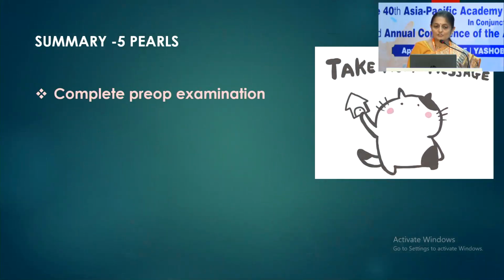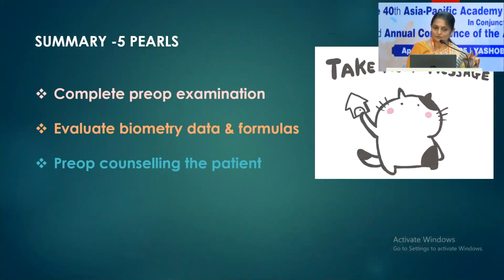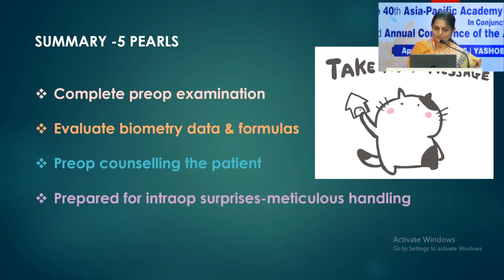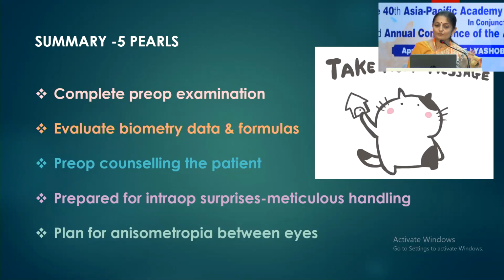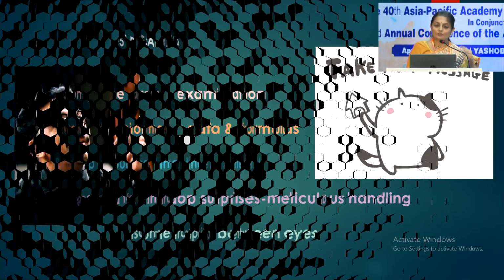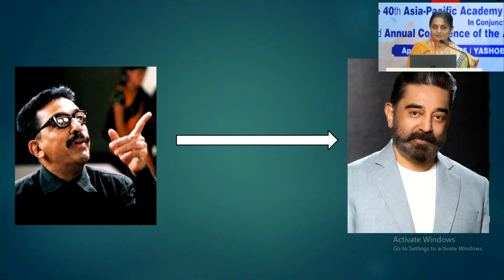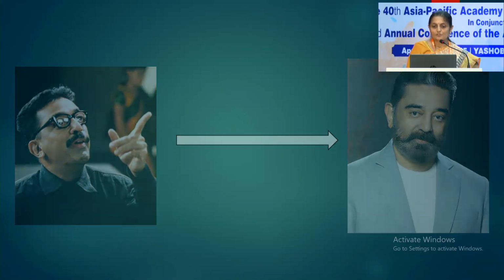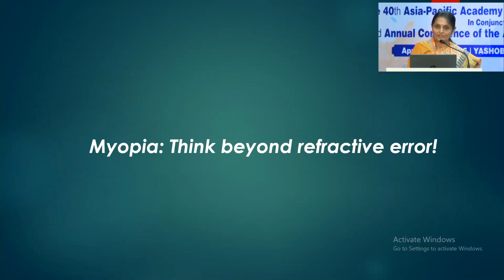So the 5 P's we should remember: complete pre-op examination, evaluate biometry data and formulas, counsel the patient very well preoperatively, be prepared for any intraoperative surprises, and plan for anisometropia between the eyes. If we remember all these and go methodically and do the surgery meticulously, we can give spectacle independence for any kind of high myopia, be it a celebrity or any common man. So myopia is not just a refractive error. We should think beyond it, and it's very complicated.